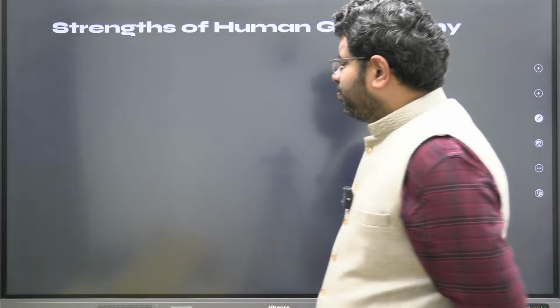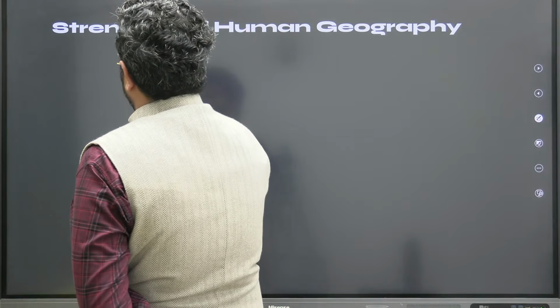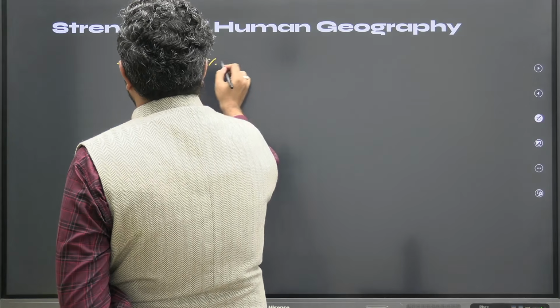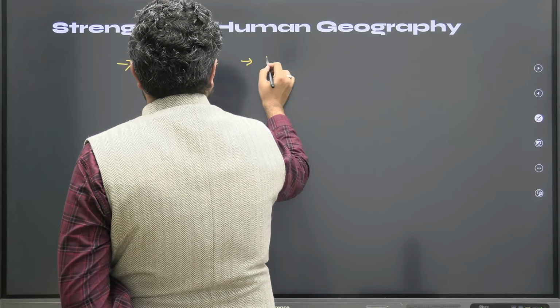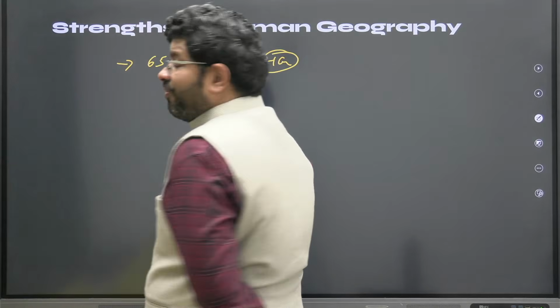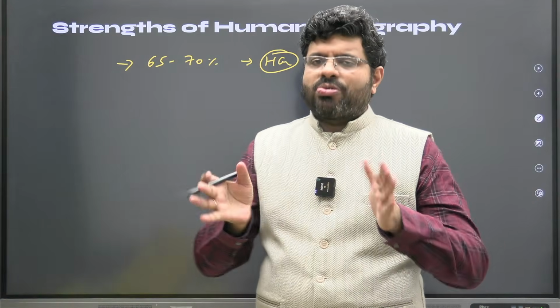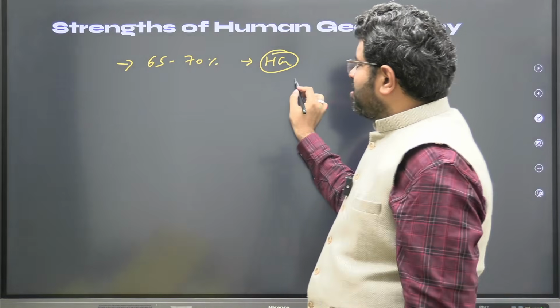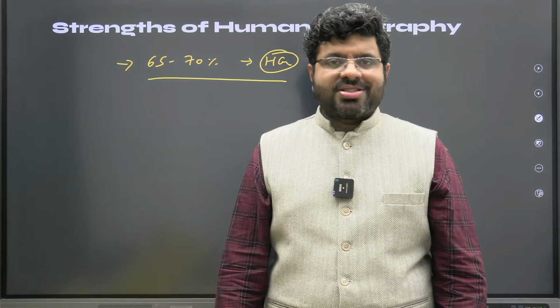See, if you see the syllabus, almost 65 to 70% of the syllabus is human geography, not physical geography, after looking at Paper 1 and Paper 2 together. So definitely there is more scope. The syllabus itself is more. That is the first thing.